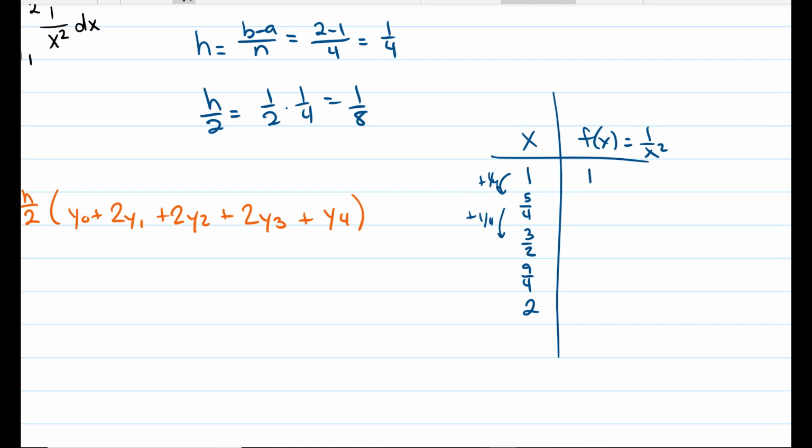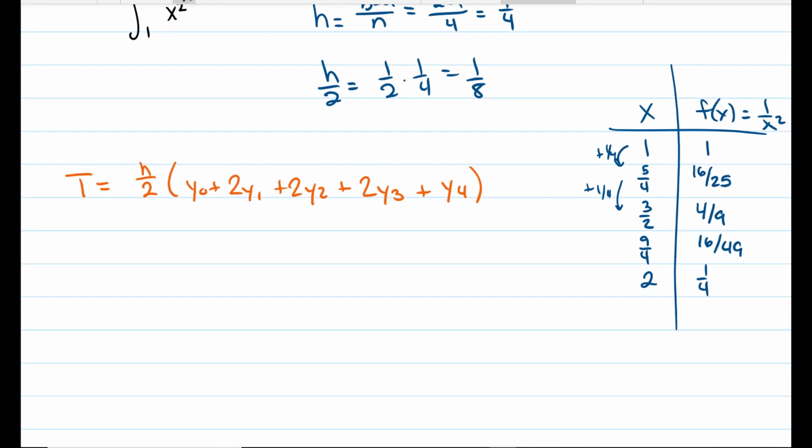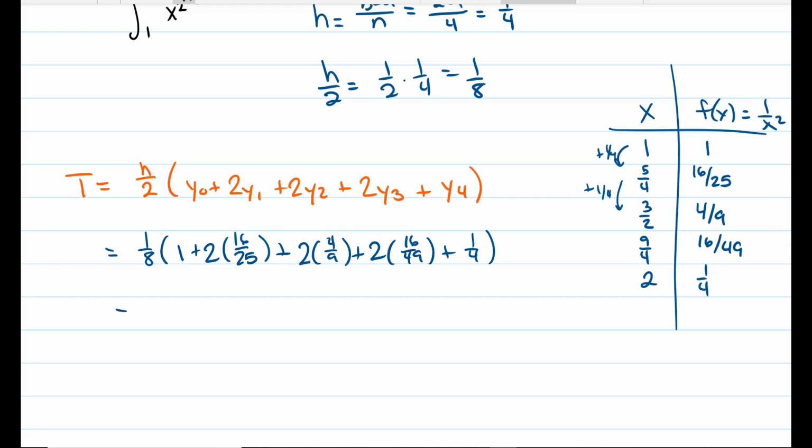So when I plug it in there, I'm going to get 1, 16 over 25, 4 over 9, 16 over 49, and 1/4. So now all we have to do is plug everything back in. And you get this is equal to 1/8 times 1 plus 2 times 16 over 25 plus 2 times 4 over 9 plus 2 times 16 over 49 plus 1/4. And when you work all that out, you get this to be about 0.508.